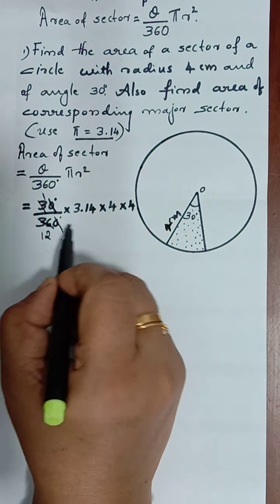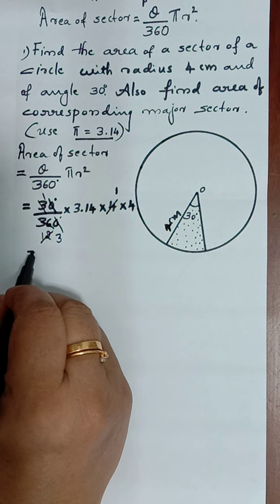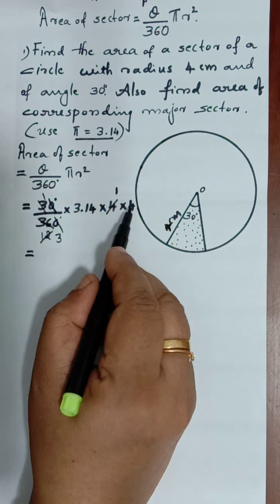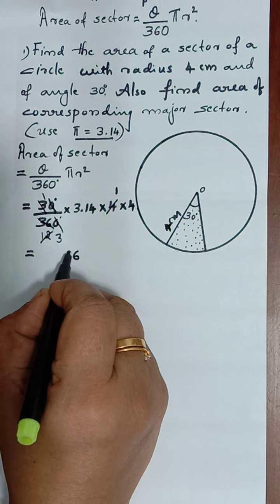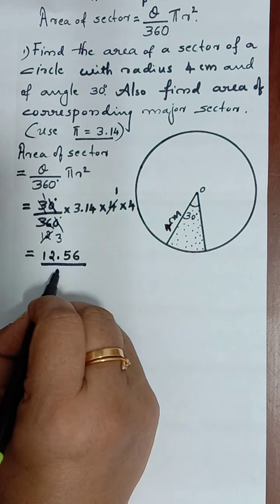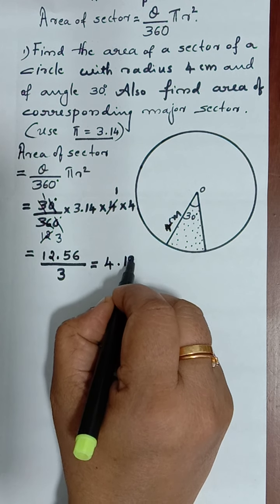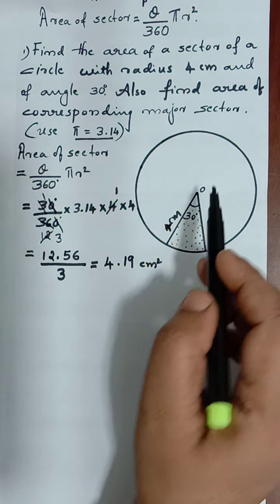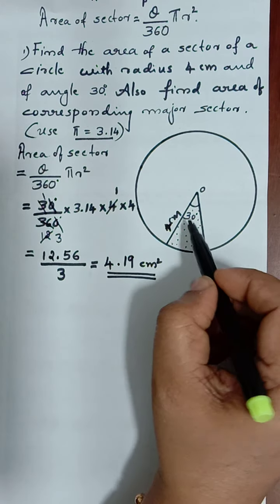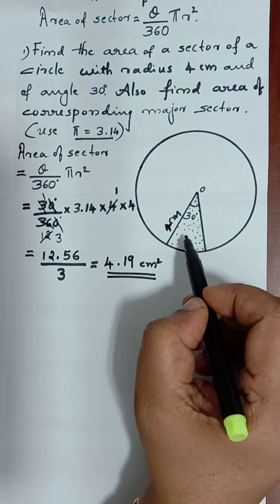Then comes this 12 with the 4. 4 one time, 4 3s are 12. So here we have the value 3.14 into 4. 3.14 into 4 is 4 4s are 16, 1 into 4 plus 1 is 5, 3 4s are 12. 12.56 divided by 3. Do the division. You'll be getting the answer 4.19 cm square, because radius is given in centimeter, area square unit cm square. That is the area of this dotted part. That is, here we have to say that it is the minor sector.